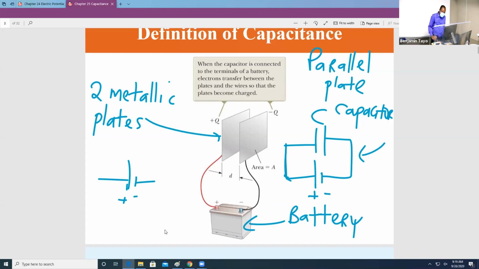Okay. So notice that we have an area. This is called the cross-sectional area. This area is A. And then the distance between the two plates is D. And so basically, once this positive is connected here, we're going to build up positive charges here, and negative charges in the negative plate.